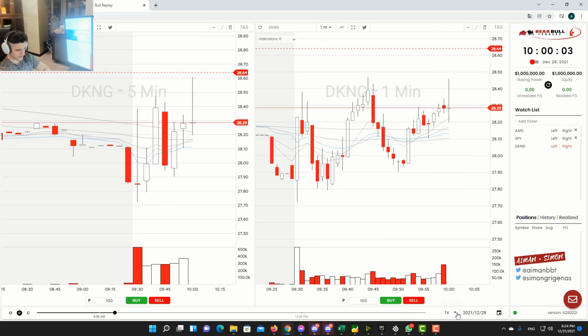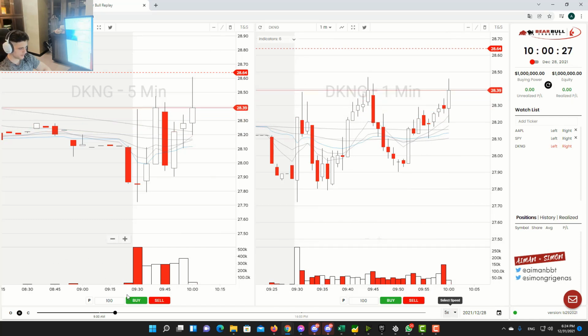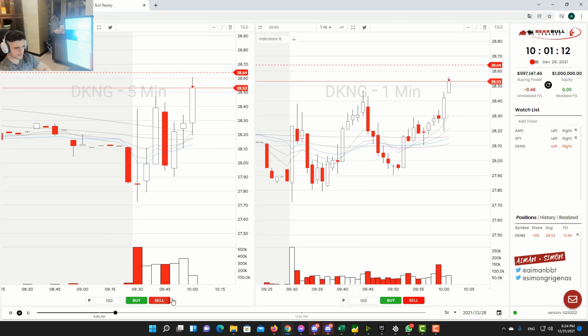Let's play it, and let's play it at a faster speed. So there is the 1 minute chart hovering around VWAP, bouncing off it, going higher. And if you take a look at this setup intraday, this setup looks like a reversal, right?